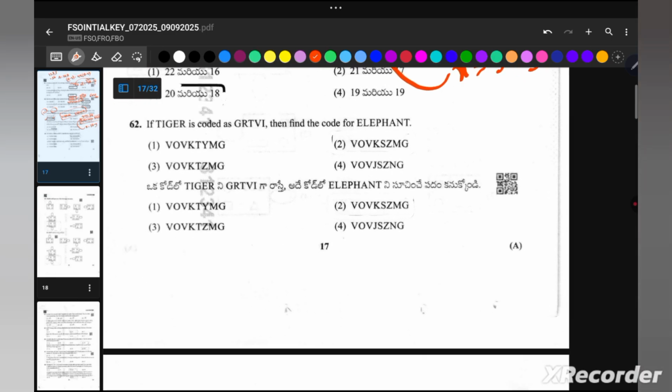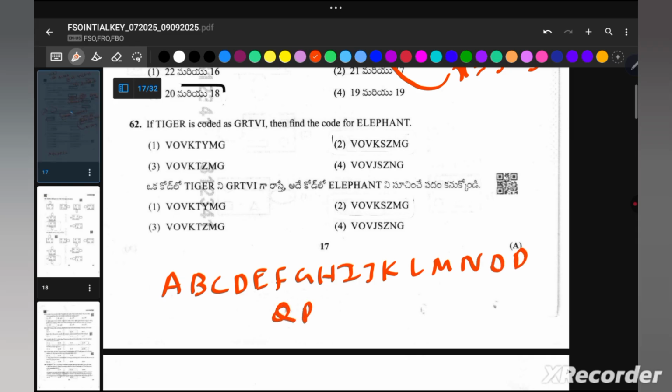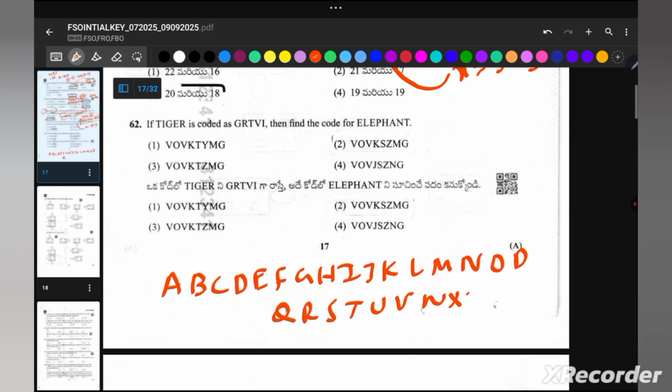It's a reasoning question. You can write a b c d e f g h i j k l m n o p q r s t u v w x y z. So what is the important thing over tiger and grty? T. Where is the T? Over here. T: 1 2 3 4 5 6 7. T is 7. The same way G: 1 2 3 4 5 6 7. So the same number will match up. Okay. If you do the same thing for elephant also, you'll get the answer as 2.